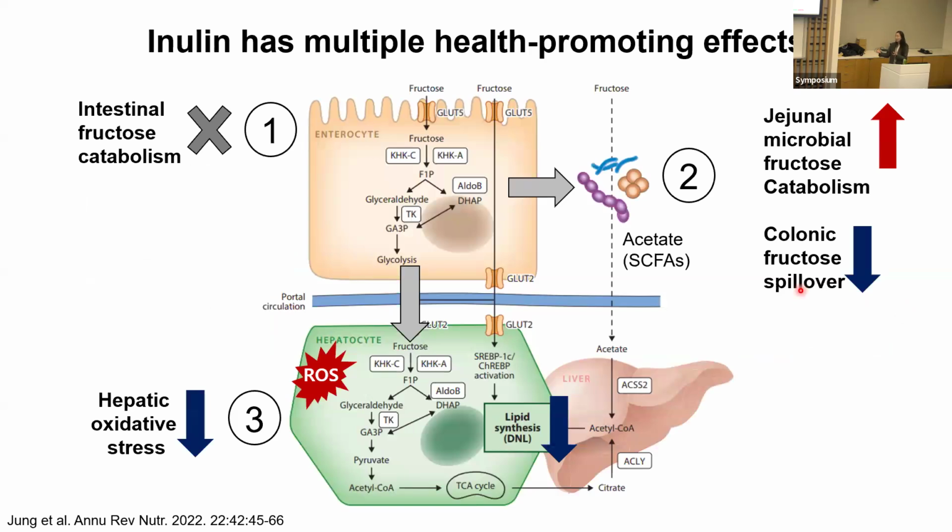So if I summarize those findings in one slide, the intestine didn't change any fructose catabolism, and inulin increased the jejunal microbial fructose catabolism, which results in decreased colonic fructose spillover. Also, inulin supplementation decreased hepatic oxidative stress. And those results eventually decrease the lipid synthesis in the liver.